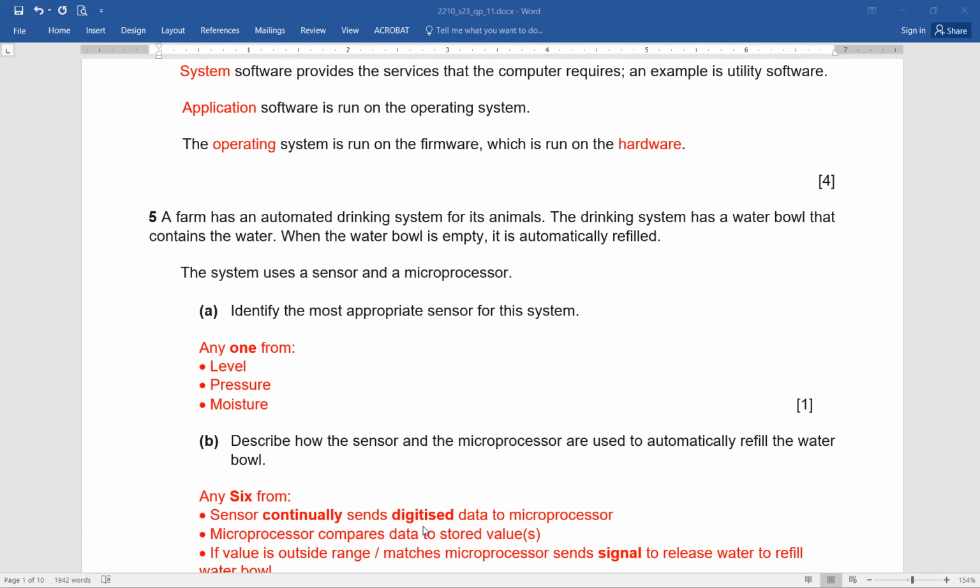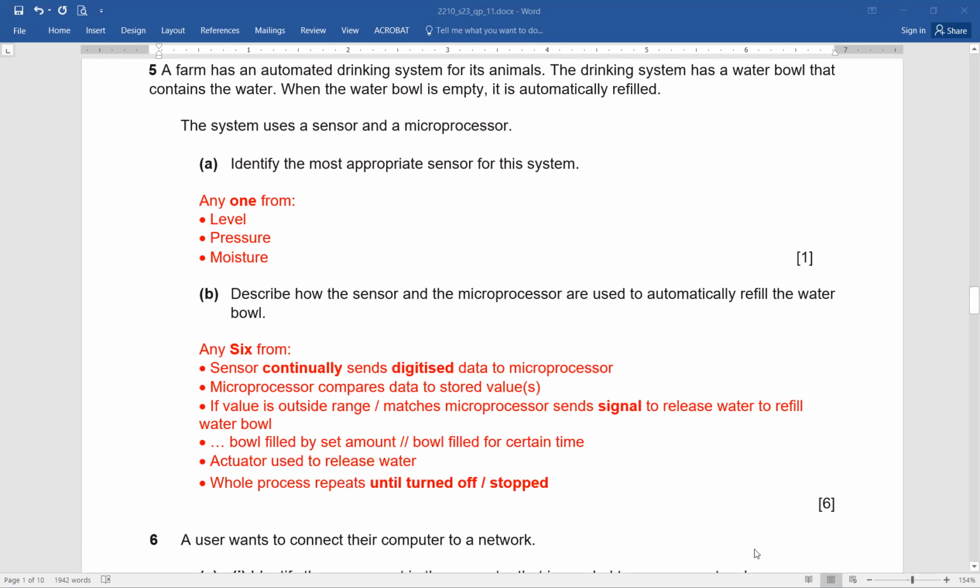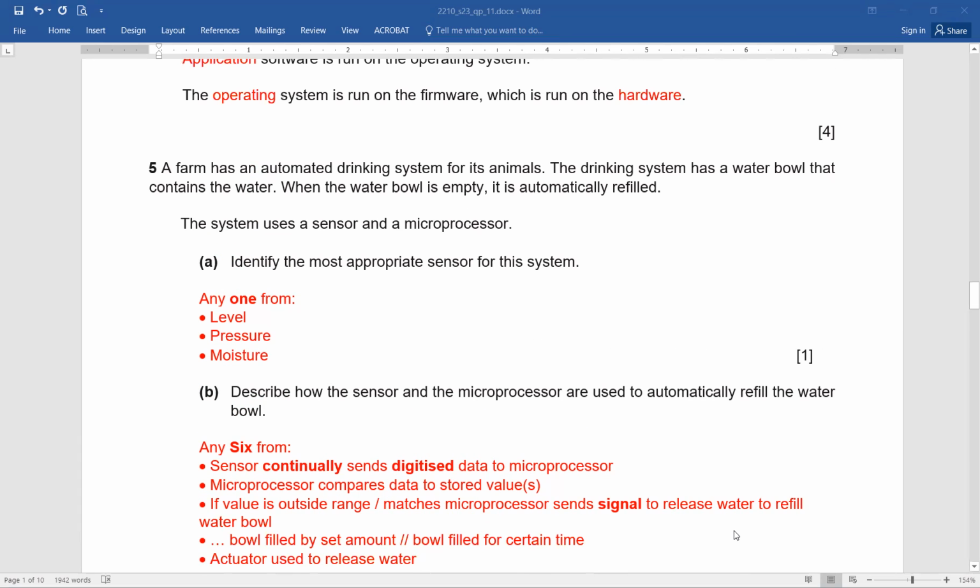Now question number 5B. Describe how the sensor and the microprocessor are used to automatically refill the water bowl. Now just recall the thing that you have learned. It's basically a 6-mark question, and for a 6-mark question, you need to answer by writing down 6 valid points. Now just remember what we have learned. You have to utilize your learning in this. The first thing is sensors continually send digitized data. So here, digitized data means the one that is converted into digital.